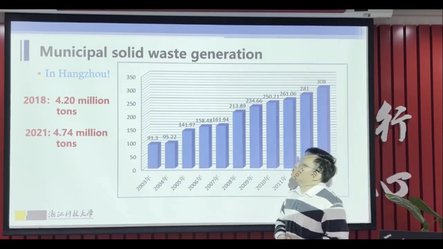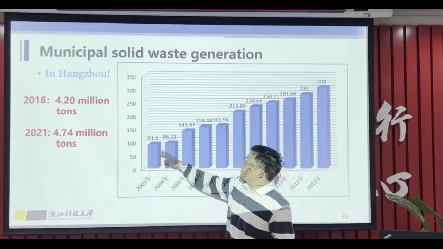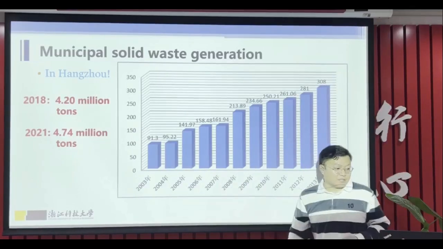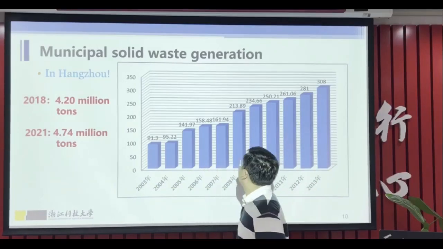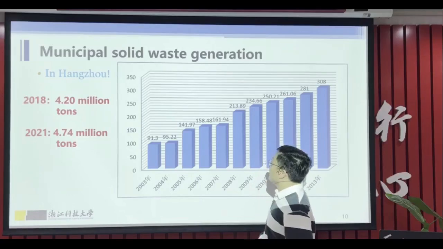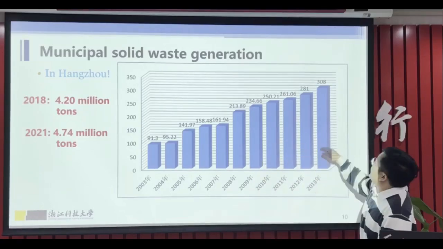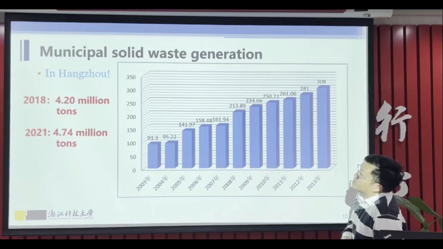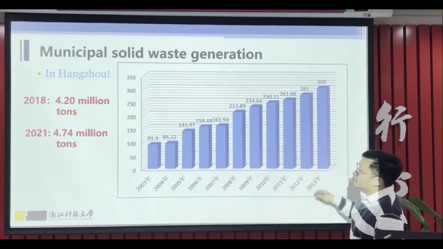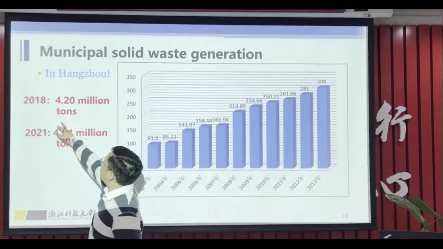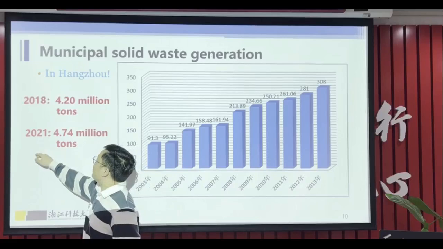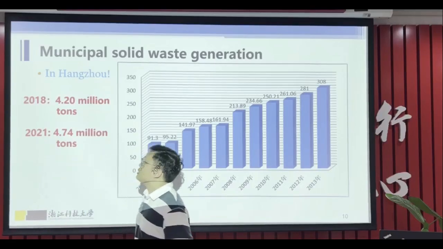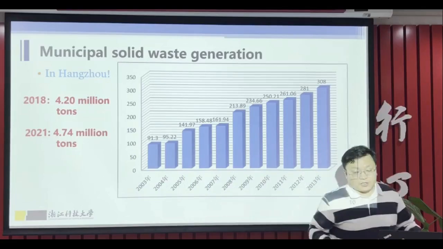Regarding Hangzhou, the municipal solid waste generation amount has also increased very fast in past years. In 2003, we had 91 million tons of municipal solid waste, but in 2013, we had 300 million tons. In 2018, we had 4 million tons of municipal solid waste generated in Hangzhou, and in 2021, almost 5 million tons.